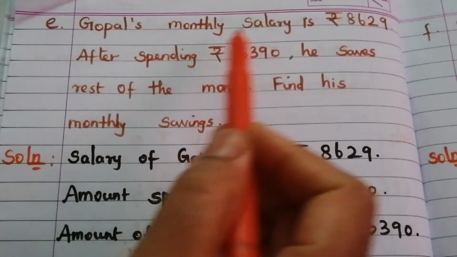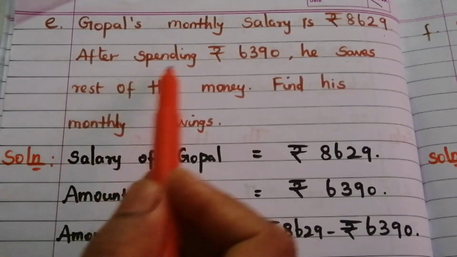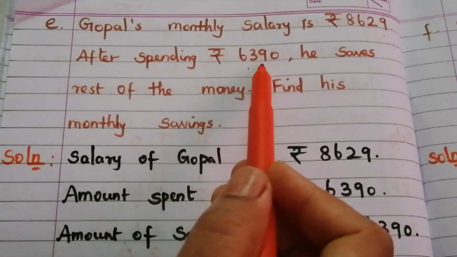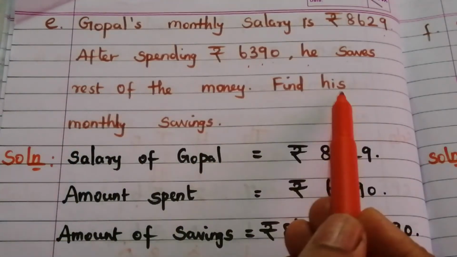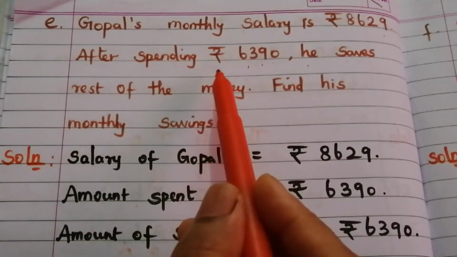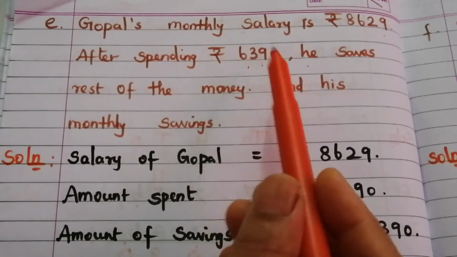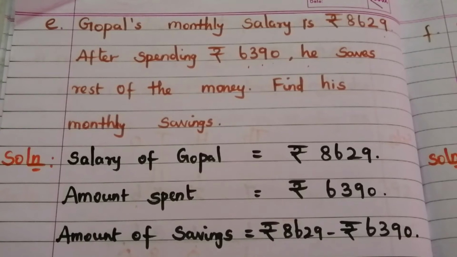E. Gopal's monthly salary is rupees 8,629. After spending rupees 6,390, he saves the rest of the money. Find his monthly savings. They have given the total salary and the amount spent by him, and they have asked us to find the monthly savings.